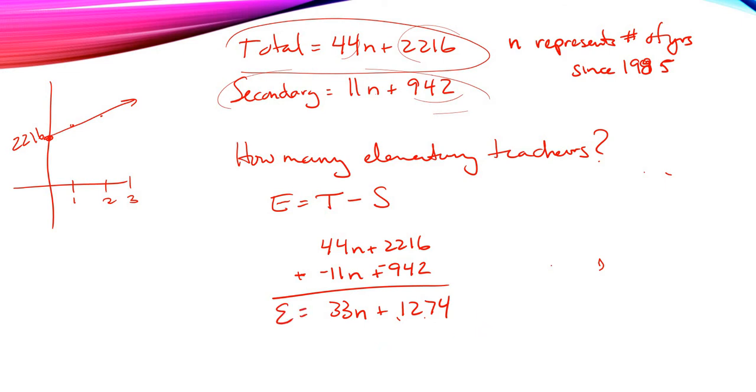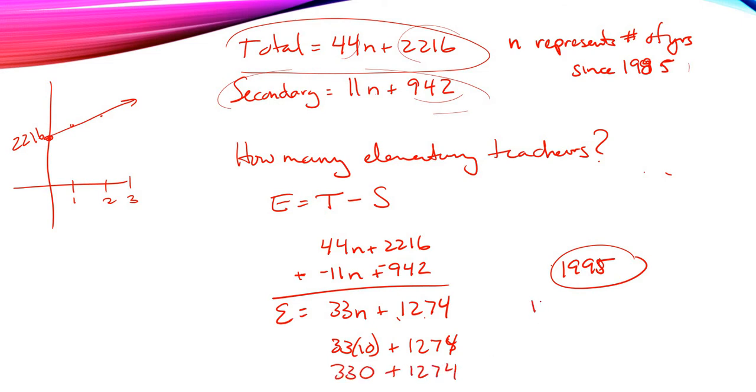So using this model now, I could, for example, find out how many teachers there were in 1995. How would I do that? If n represents the number of years since 1985, 10 years later, the elementary teachers would be 33 times 10, the number of years that have passed. We've added 33 each year, plus the original 1,274. So that's 3,300 plus 1,274. Let's see, I didn't do this ahead of time. So that's 4, 10, 6, 1,604 for elementary teachers.